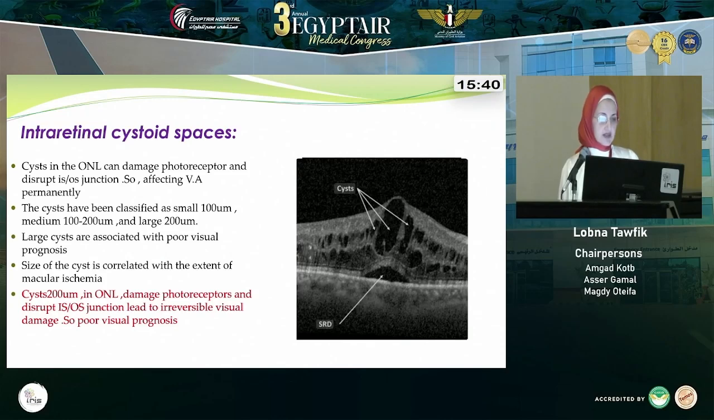Intraretinal cystoid spaces. Cysts in the outer nuclear layer can damage the photoreceptor and disrupt the IS-OS junction, so affecting visual acuity permanently. The cysts have been classified as small, under 100 micron, medium, 100 to 200 micron, and large, 200 and more. Large cysts are associated with poor visual prognosis. Size of the cyst is correlated with the extent of macular ischemia. Cysts over 200 micron in the outer nuclear layer, damaging the photoreceptor and disrupting the IS-OS junction, lead to irreversible visual damage and poor visual prognosis.